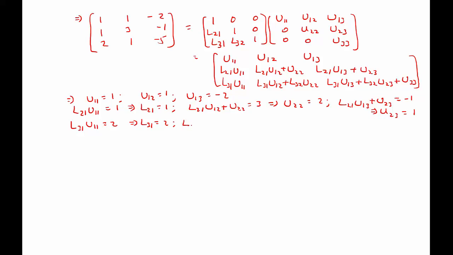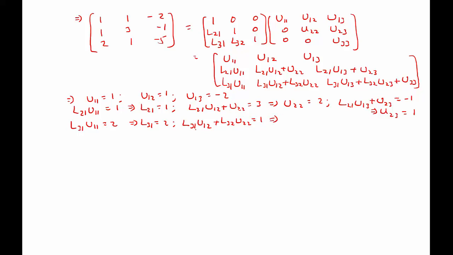Eighth element: L31 u12 plus L32 u22 is equal to 1. So L31 value 2, u12 value 1. 2 into 1, this is 2. So 1 minus 2 is minus 1. And u22 value 2. So that is u22 value becomes, L32 value is minus 1 by 2. That is L32 value, because u22 value is 2.